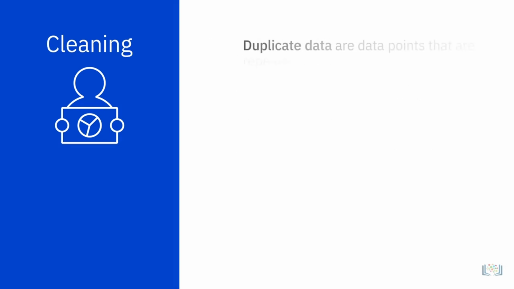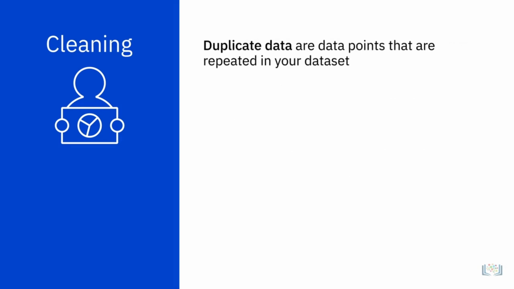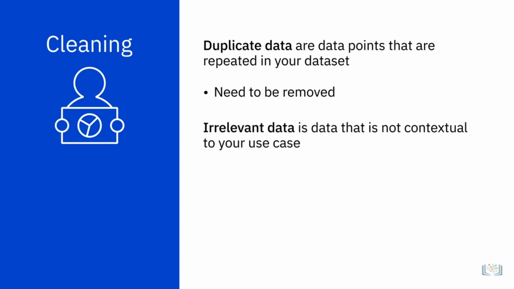You may also come across duplicate data, data points that are repeated in your dataset. These need to be removed. Another type of issue you may encounter is that of irrelevant data. Data that does not fit within the context of your use case can be considered irrelevant data. For example, if you are analyzing data about the general health of a segment of the population, their contact numbers may not be relevant for you.